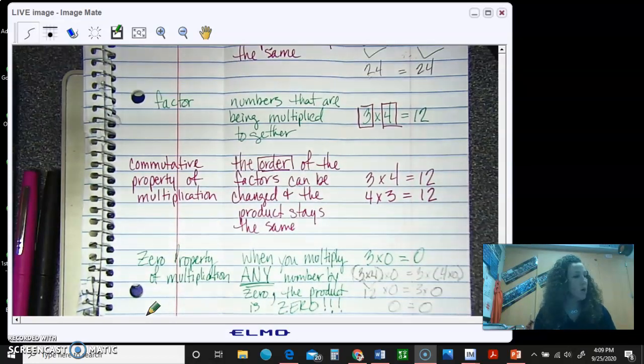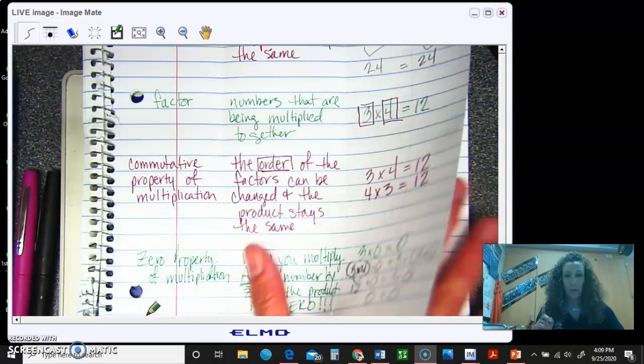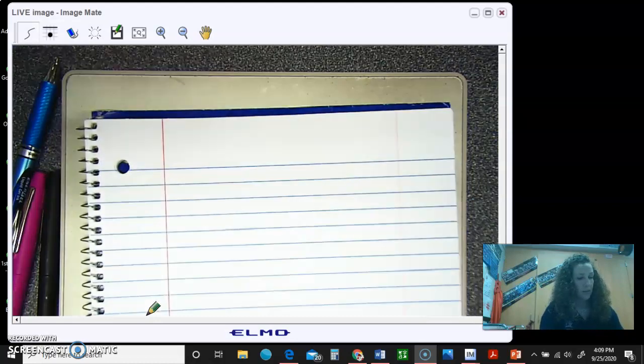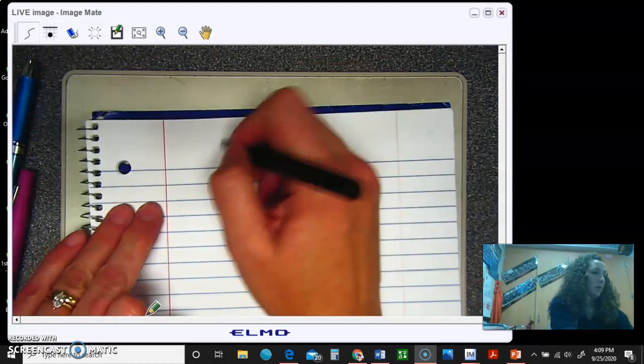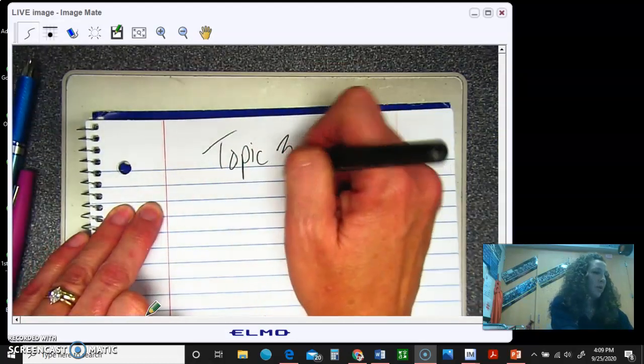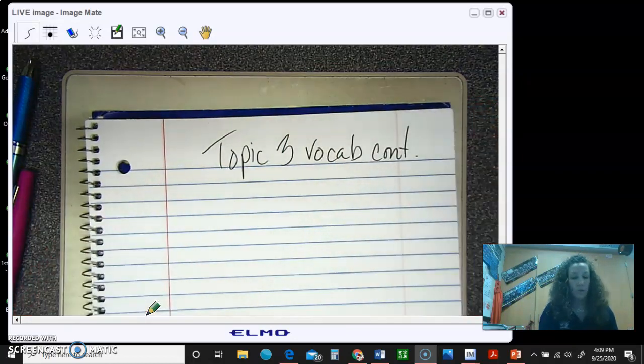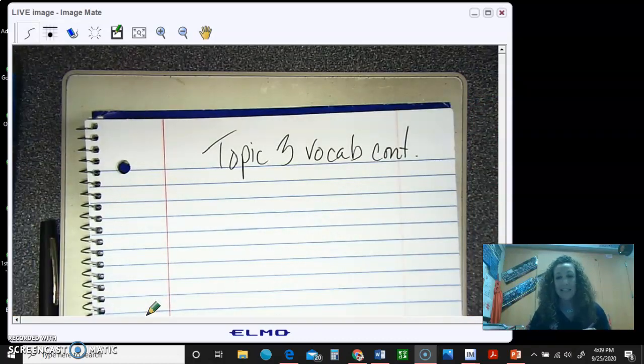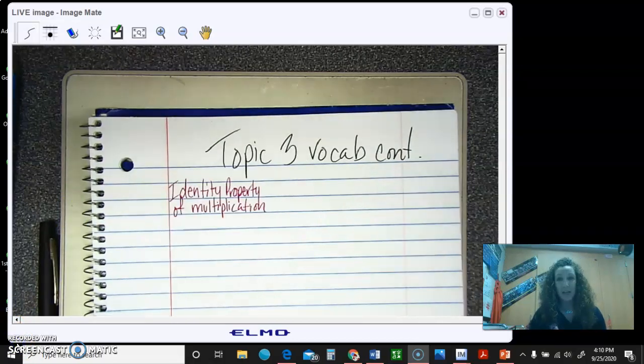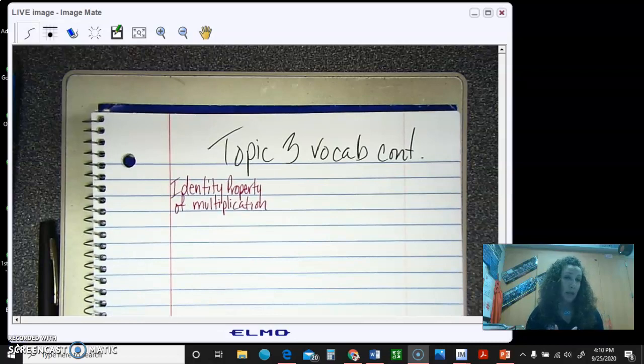Okay, we have one more vocabulary word that we are going to fit in here. Topic 3, vocab continued. Okay, so our last one is the identity property of multiplication. Okay, identity property of multiplication. So the identity property of multiplication is when you multiply any number by 1, the product is that same number, okay?